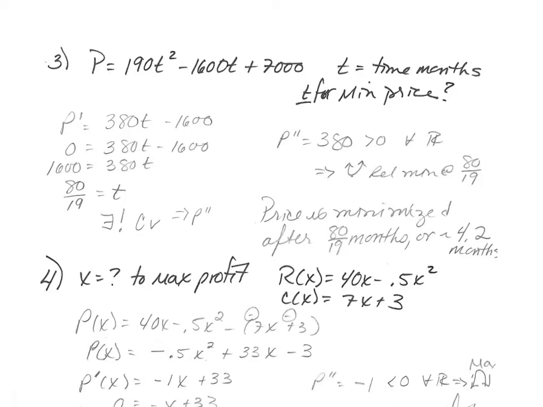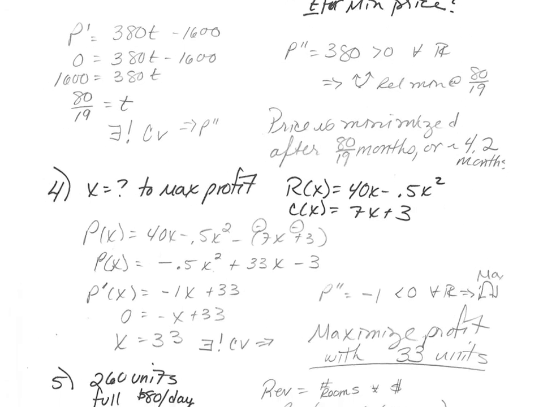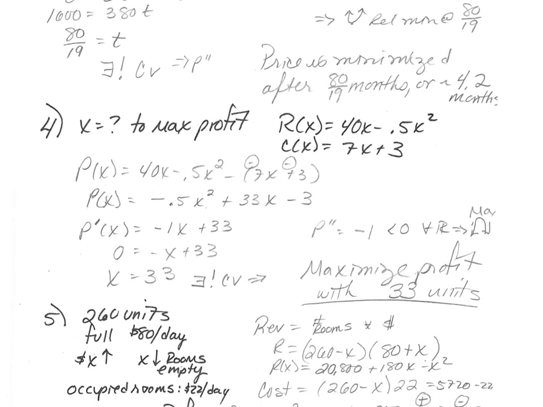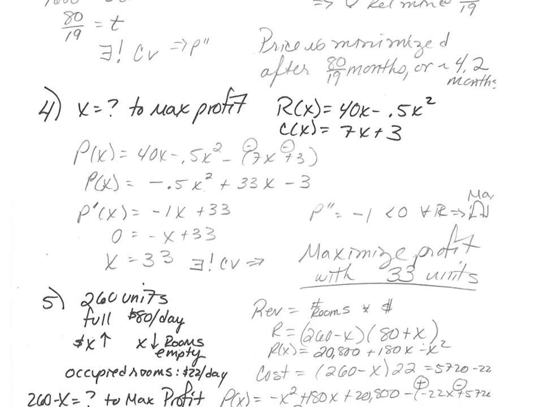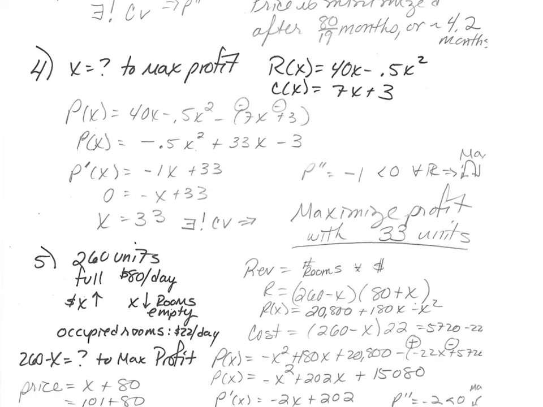For number 4, they give you a revenue and cost function, find the number of units you have to produce and sell to get the maximum profit. Now they don't ask you for the maximum profit, they just ask you how many units. So let's go find how many units.